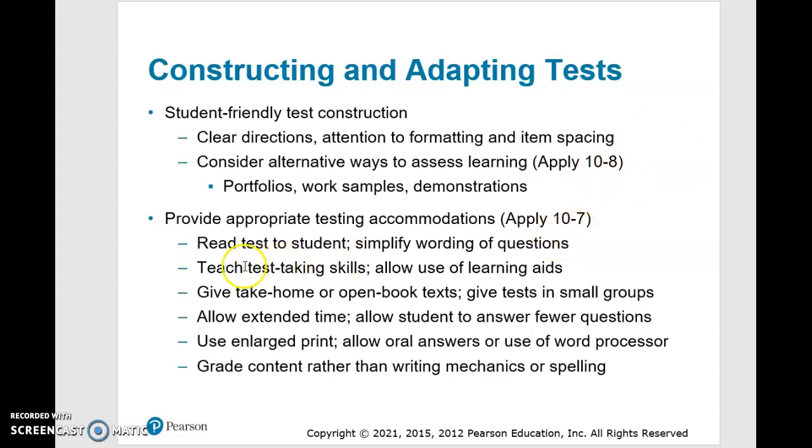So accommodations, your students might need the test to be read to them. You might need to teach them some test taking skills. You might want to give them open book tests or give tests in small group, right? Thinking about meeting them where they are and allowing them multiple ways to show you what they know. We will talk about universal design for learning kind of after the textbook. And so that really thinks about, how can we meet students where they are and how can we give them opportunities to access the content and also to show us what they know that might not be a traditional paper and pencil test.